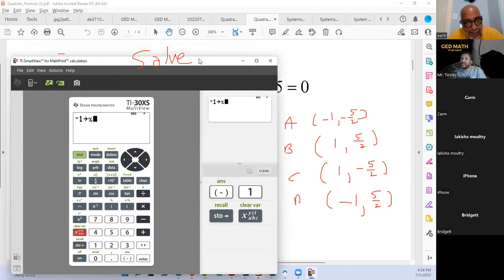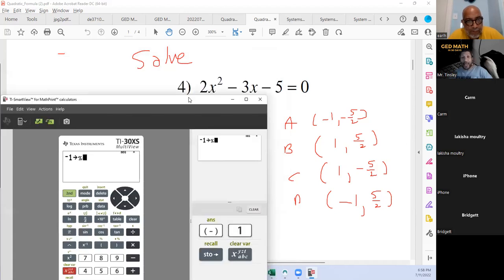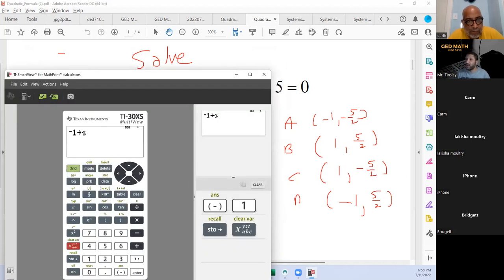Now, say this was 2m squared minus 3m. It doesn't matter what the variable is. We're going to use X. You can change it and use X. One advantage you have on the GED is that they're only going to use X or Y, or A, B, and C. They're usually going to use the same variables as your calculator. So -1, store X. We're going to hit enter.